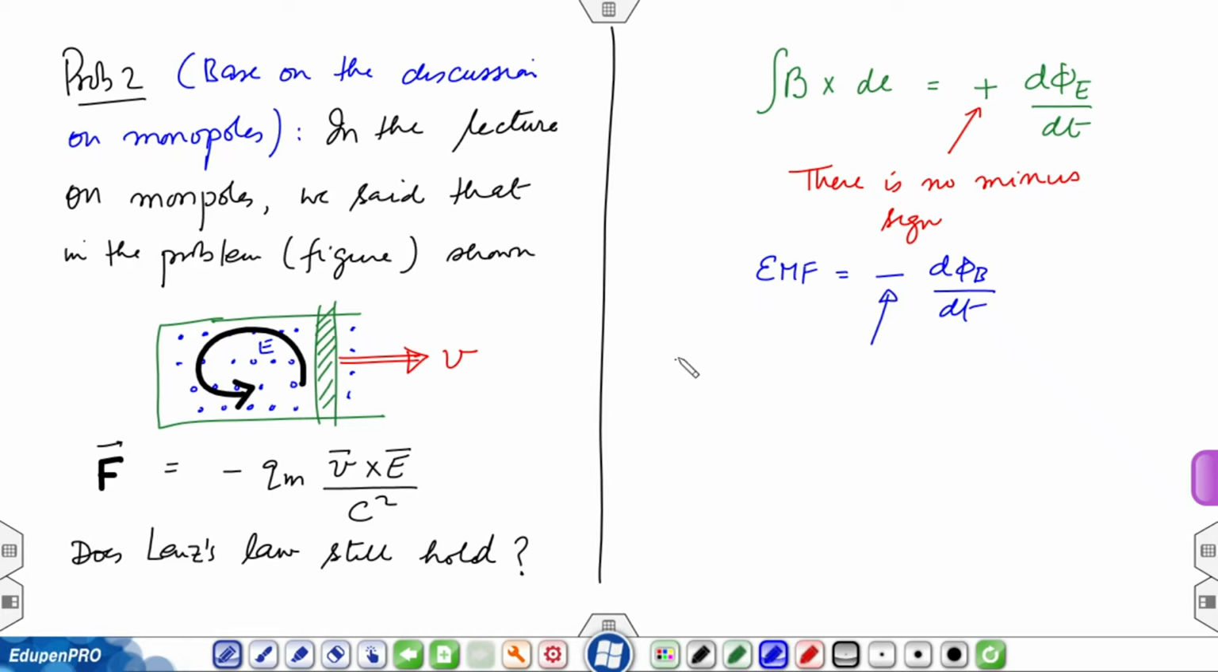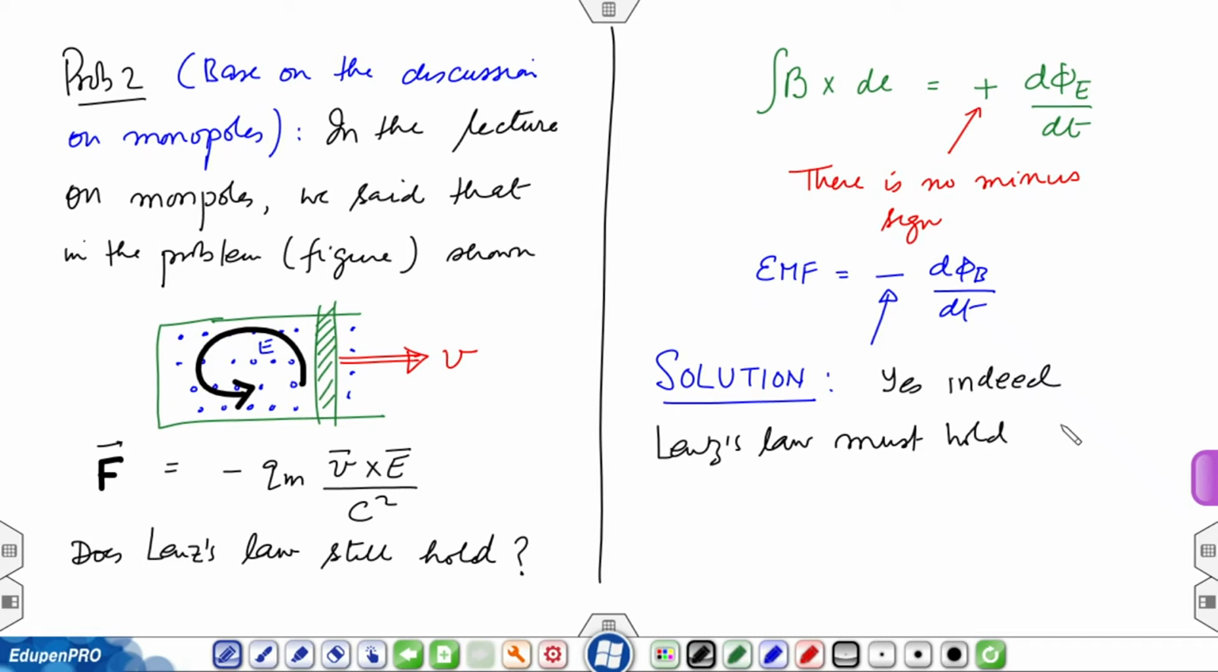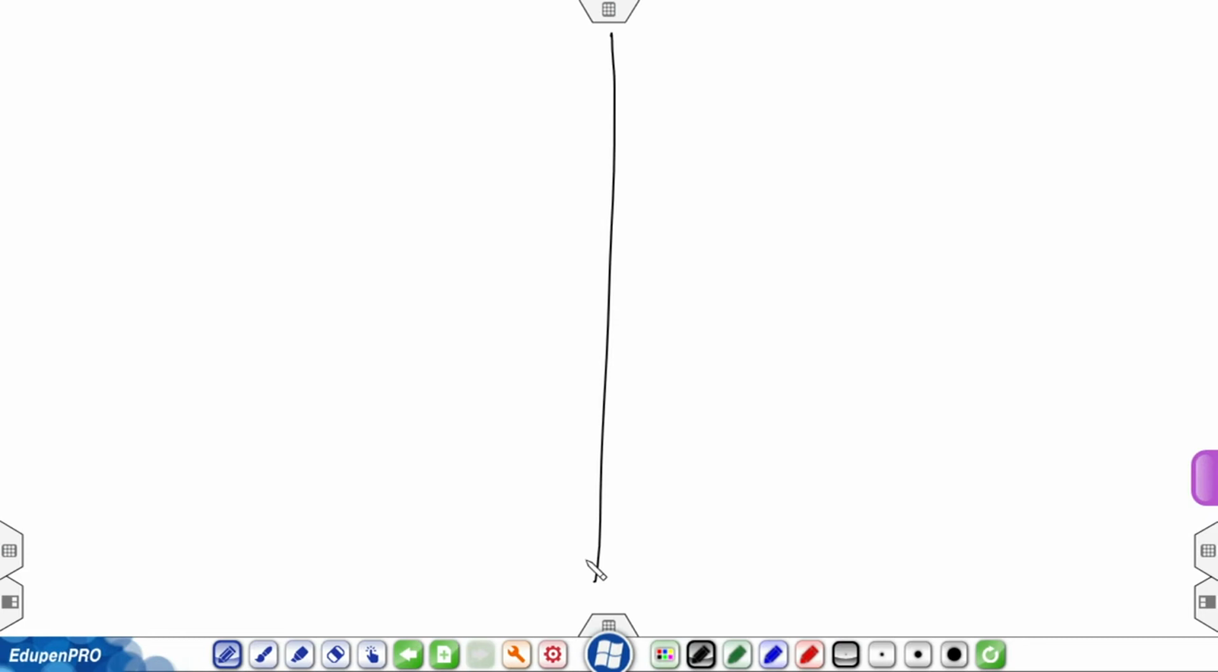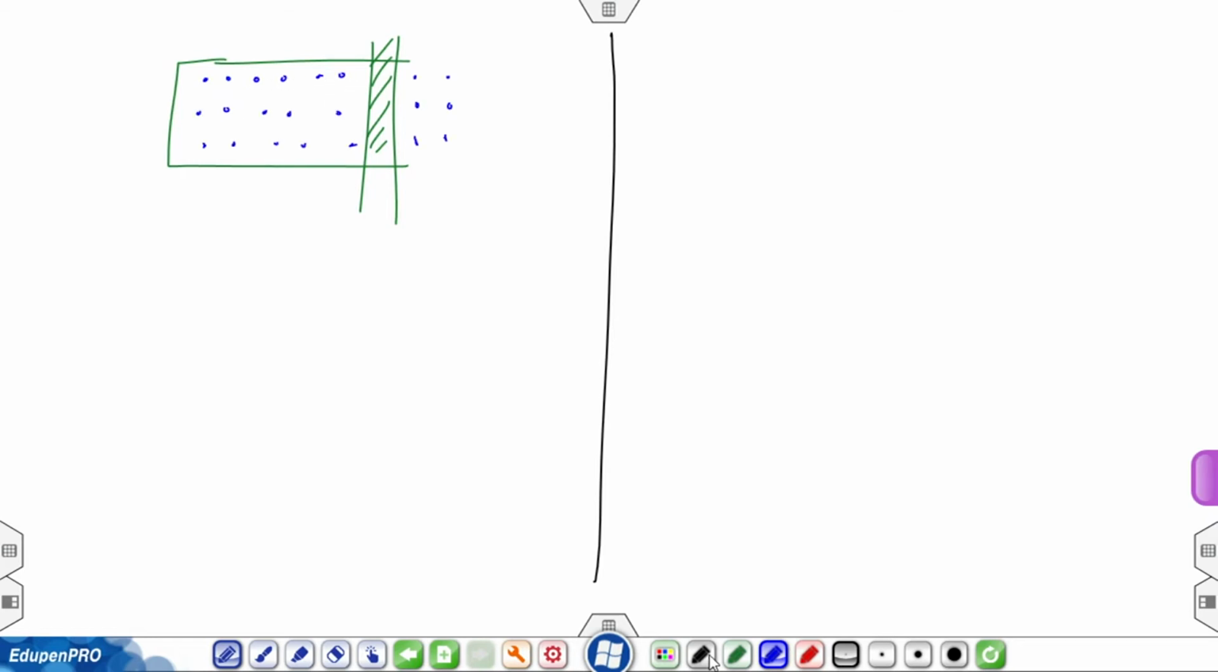So, let us look at the solution. If you just want to give an answer, you would say yes, indeed Lenz's law must hold, because by opposing the change, energy conservation is guaranteed. So, it must hold, but we have to show now how, with that positive sign. So, let us do that. So, I have this circuit, magnetic circuit if you like, with all this uniform E coming out, and the current we are saying is going like this.